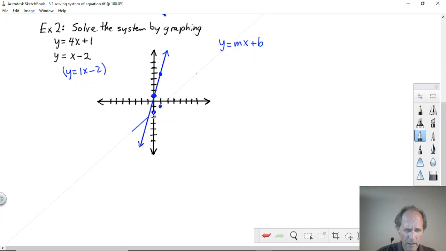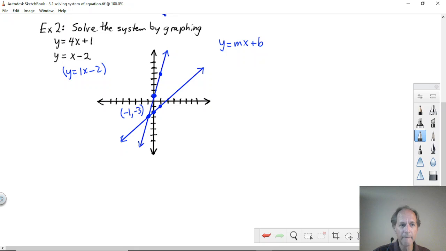About right there, and we see our point. Looks like right here. This one actually looks a little closer to those whole numbers that we hope that it is. So that point is (-1, -3), right? (-1, -3). Okay.